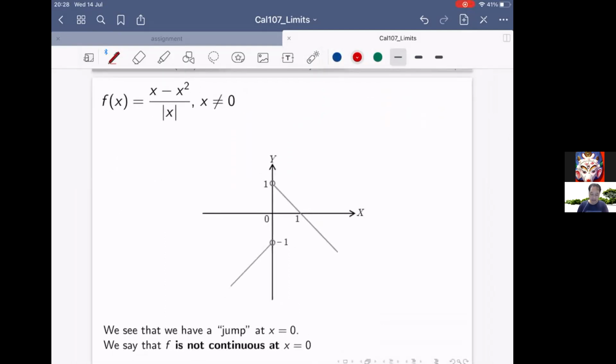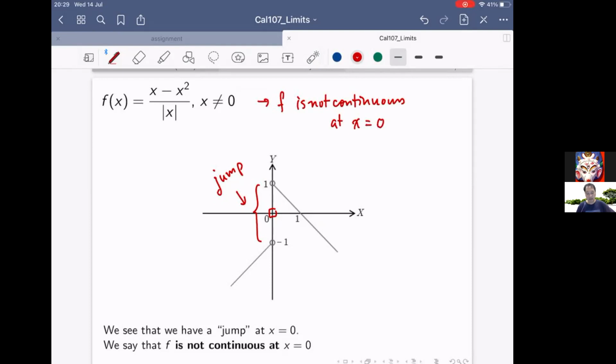So we can see that at 0 we have 2 pieces of the graph tearing apart, and this sometimes we call a jump. If we have a jump like this and the graph becomes more than 1 piece, here we got 2 pieces, so we say that your f is not continuous, and in particular, it is not continuous at x equals 0.